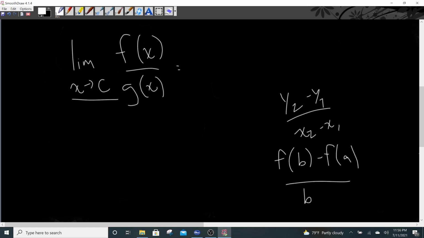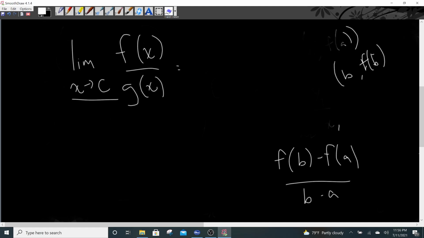over b minus a, if x2 and x1 were like points a, f of a, and b, f of b. And we're just going to transform that further. If we wanted to make this perfectly fine function into a more specific function that shows the average rate of change, I'm just going to say AROC, the average rate of change, if we want to make that as specific as possible.